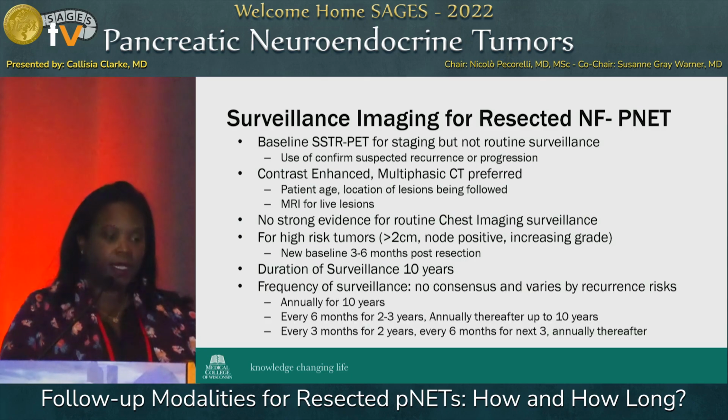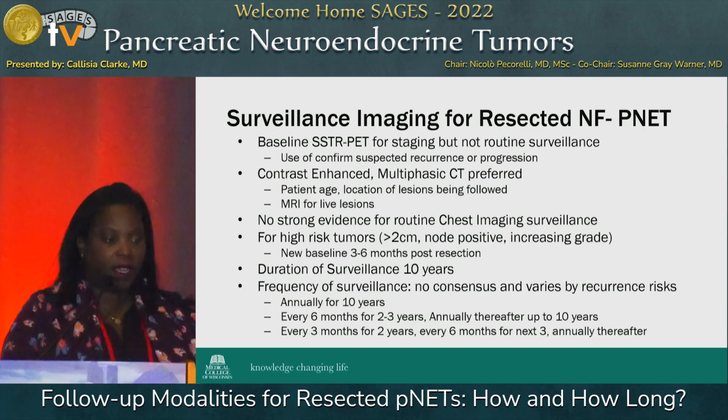The frequency, again, no consensus, really varies a lot by the recurrence risks. And this is where I think we all need to be very thoughtful about our individual patients and our practice patterns. So for very favorable tumors, so G1 tumors, node negative tumors that were relatively small, I typically survey these patients with annual cross-sectional imaging for 10 years.